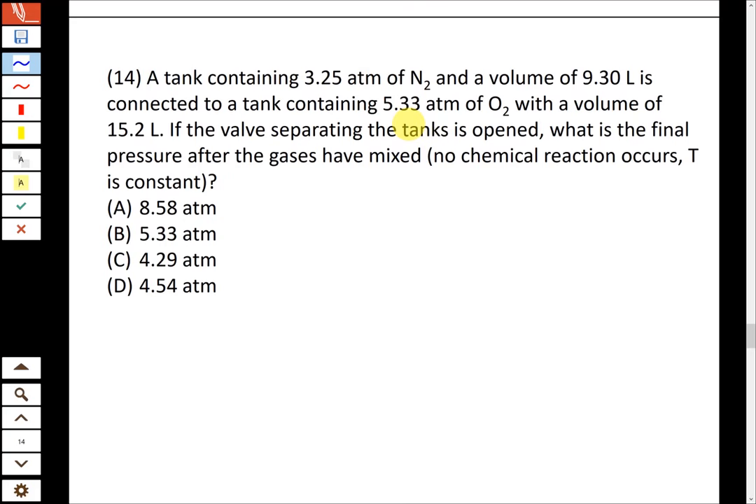So whenever we're mixing two gases together, we should think about Dalton's law of partial pressures, which is that the total pressure in the mixture is equal to the pressure of each gas added together. So we have partial pressures for each gas in the mixture, in this case nitrogen and oxygen, and the sum of those two is going to be the total pressure.